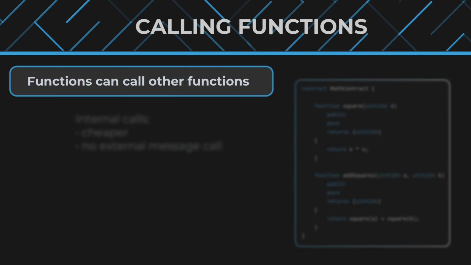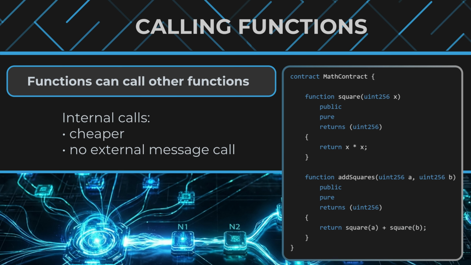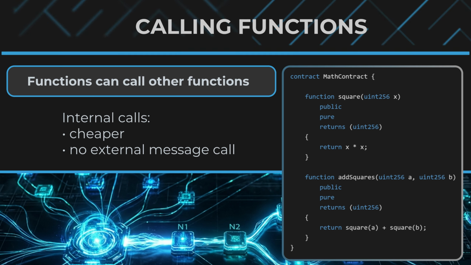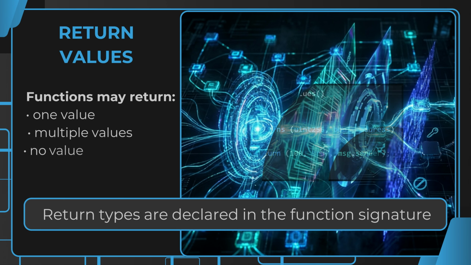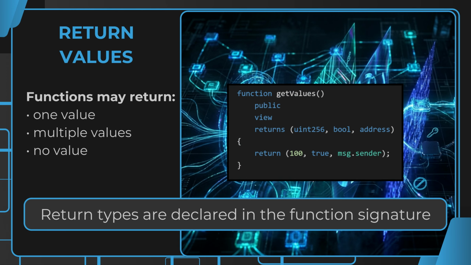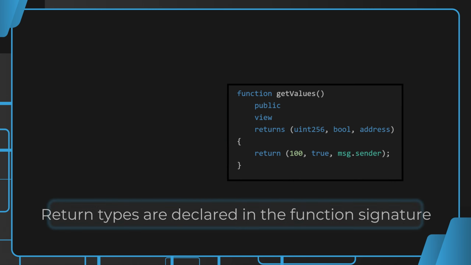You call a function by using its name and passing the required arguments. This example also shows something important. One function can call another function inside the same contract. Internal function calls are cheaper because they do not create a separate external message call. A function may return one value, multiple values, or no value at all. If a function returns values, you declare their types in the function signature.